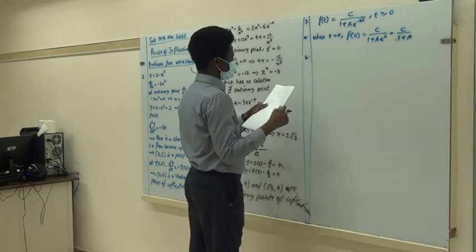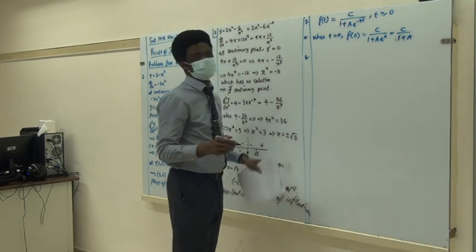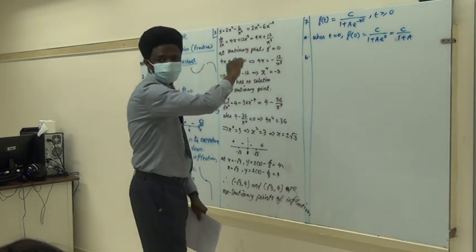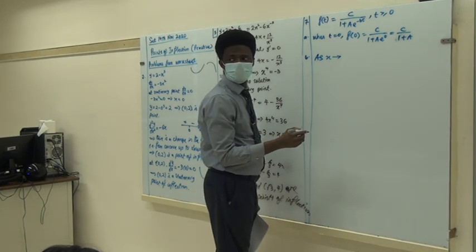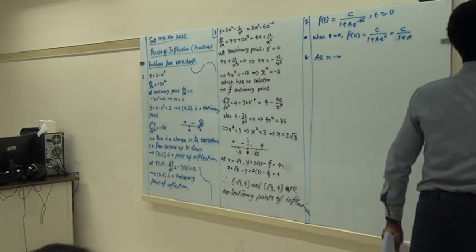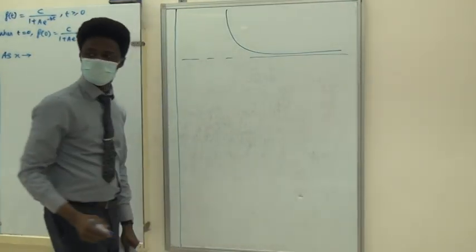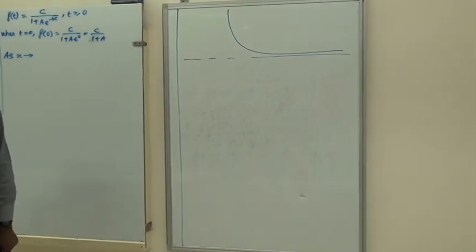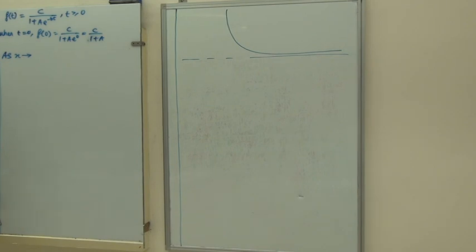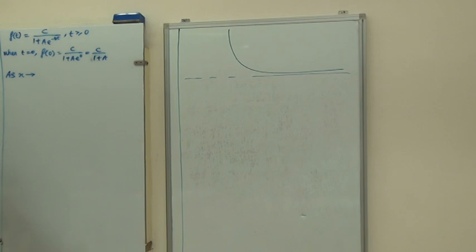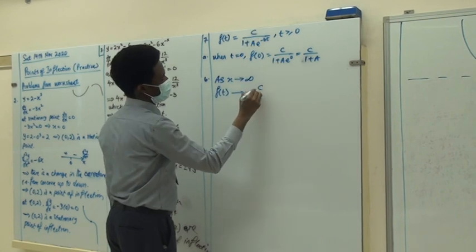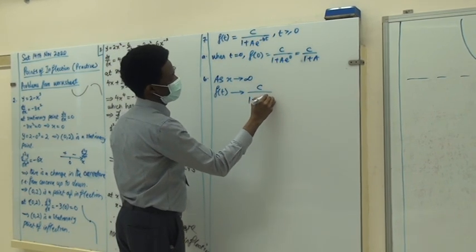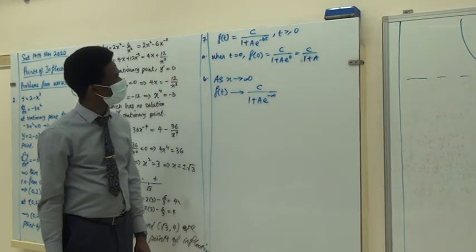B, prove that y is equal to c is the horizontal asymptote. Horizontal asymptote is when what happens? Remember, if you have a curve, this is what we call the horizontal asymptote, right? When t tends to infinity. That's the easiest way to get it. This is not like the rational function where you could do what we did then, but now you have learned limits. So just say as t tends to infinity, f(t) tends to c divided by 1 plus a exponential negative infinity, sort of. As t tends to infinity, not x.